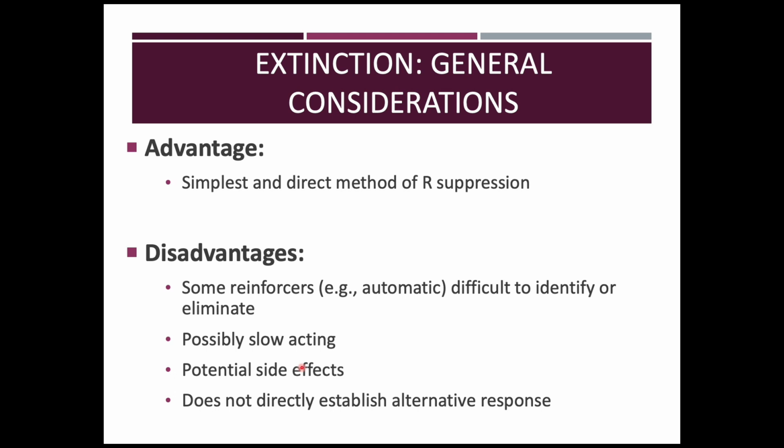Okay, so the general considerations would be this: the biggest advantage of extinction is it is a simple and direct method of response suppression, or decreasing the target behavior. However, there are some pretty significant disadvantages. Some reinforcers are difficult to identify and/or eliminate. It is slow acting, right? It doesn't have an immediate effect. There are potential side effects, right? The behavior could worsen before it gets better. And it doesn't directly establish an alternative response.